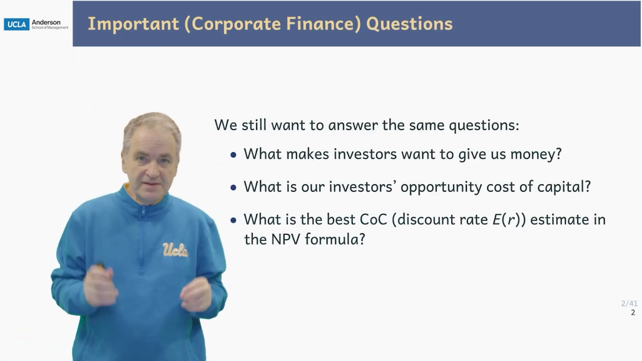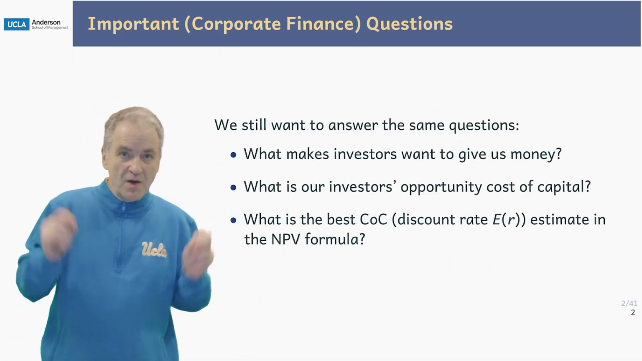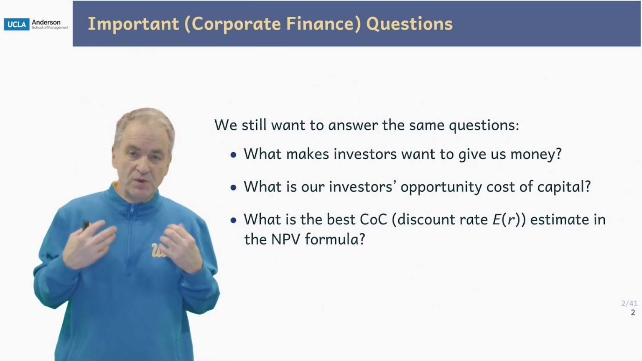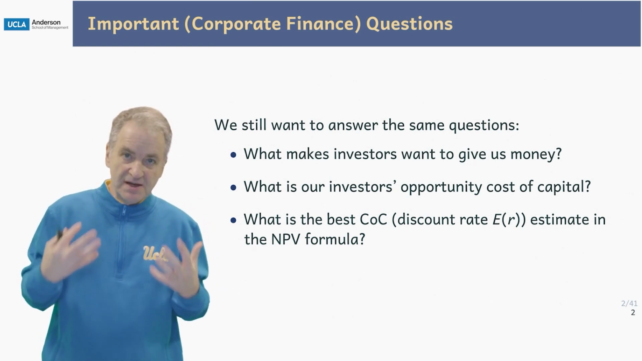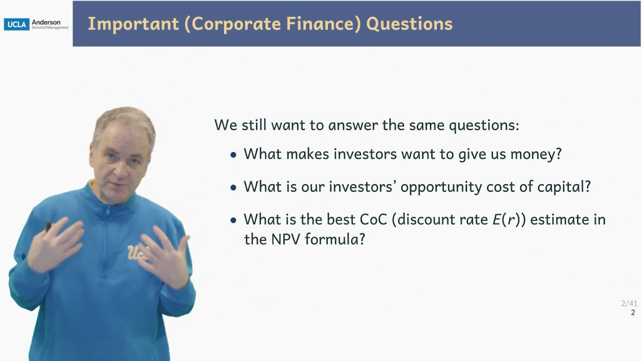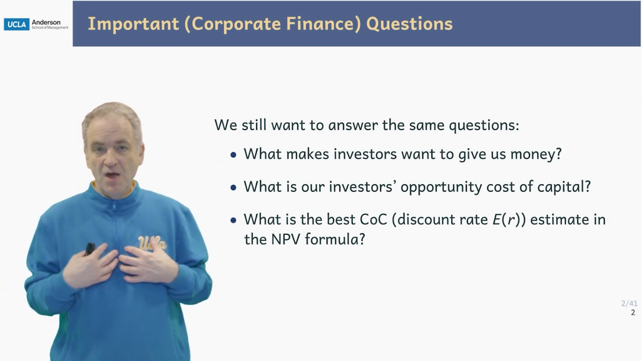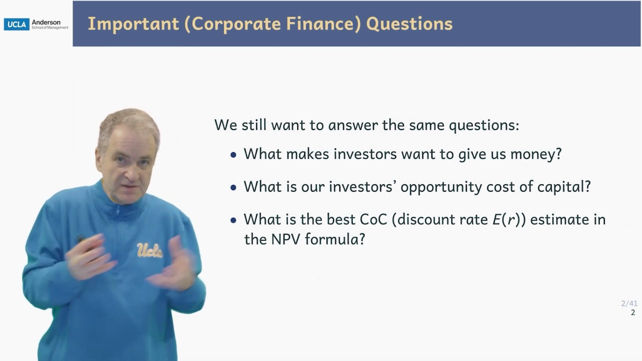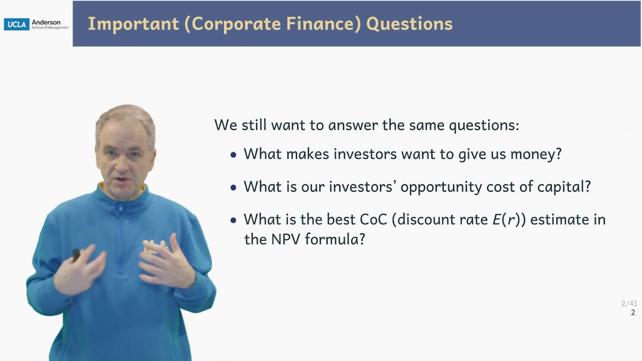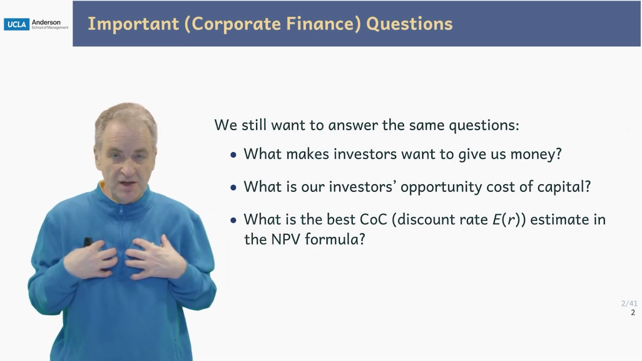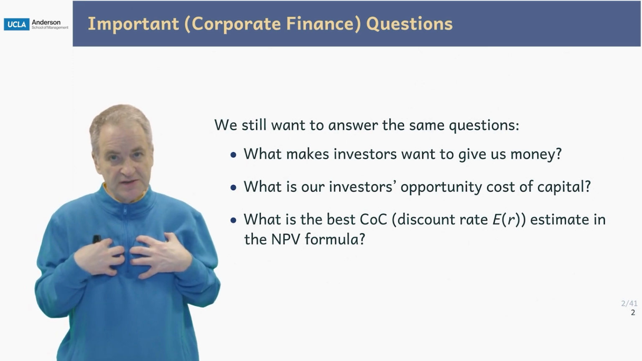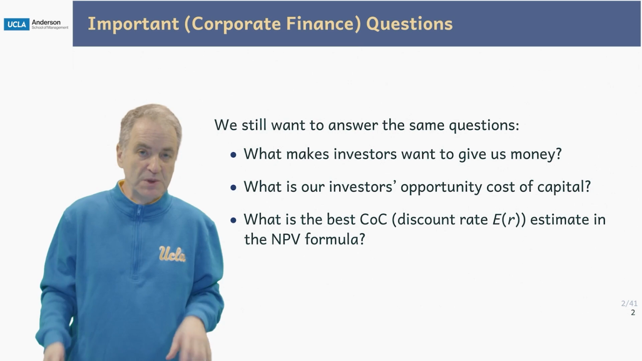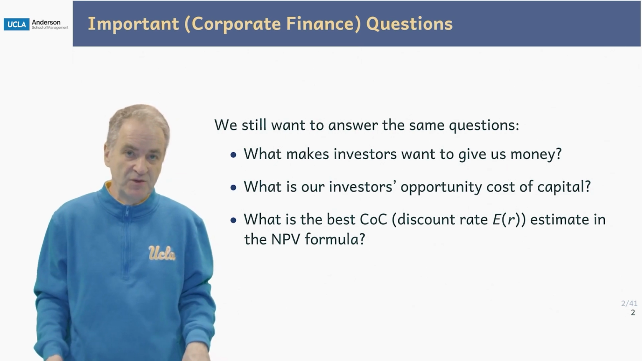We're going to answer the same questions as before. What makes investors give us money? We want them to give us their money so that we invest it in projects on their behalf. What is their opportunity cost of capital? That is, where else could they invest their money, which is what we should take as the benchmark for our own choice of projects. What is the best cost of capital, the discount rate that we're going to use in the net present value formula?